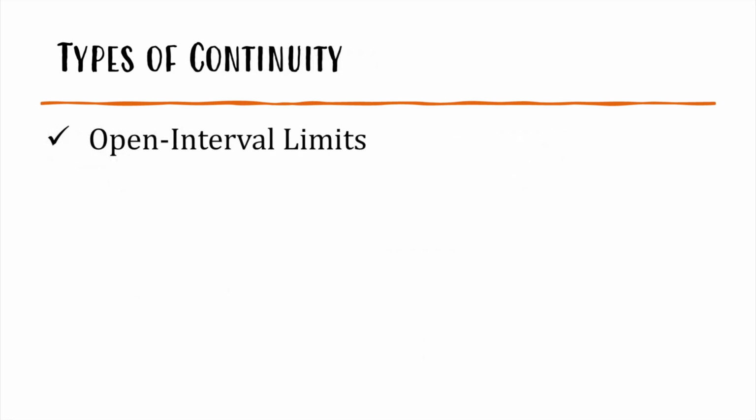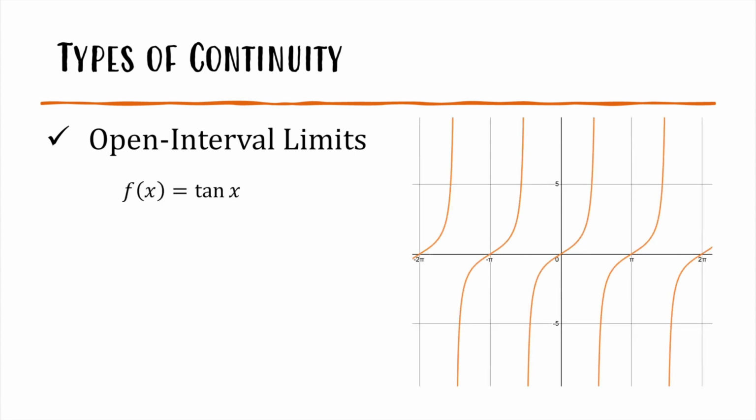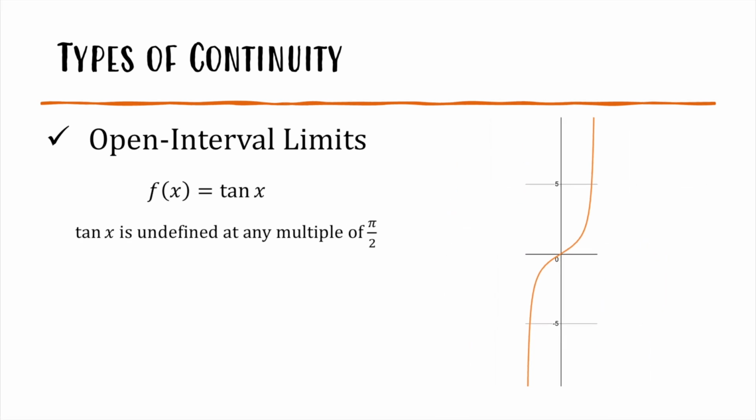Now we could also talk about open interval limits. Remember in a previous lesson, we were talking about inverses, and I said sine has an inverse if you shrink its domain. If you look at the graph of tangent of x, it's clearly not continuous because tangent of x is undefined at any odd multiple of pi over 2. However, if we shrink it a little bit, we have a continuous graph. Tangent of x is continuous on this open interval from negative pi over 2 to pi over 2.